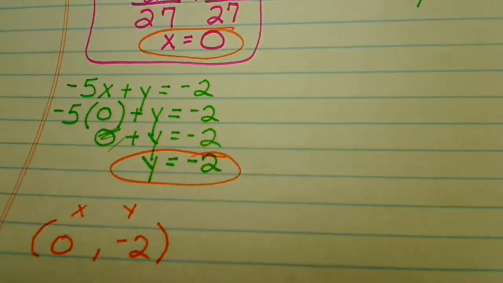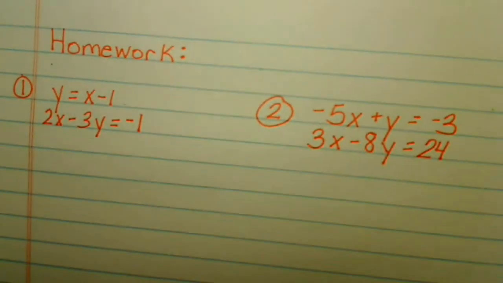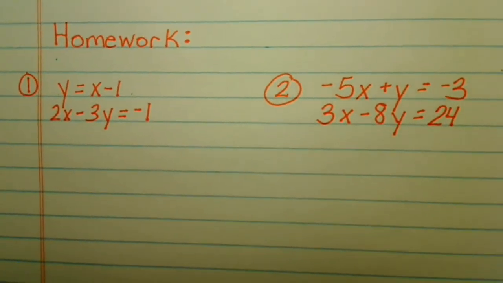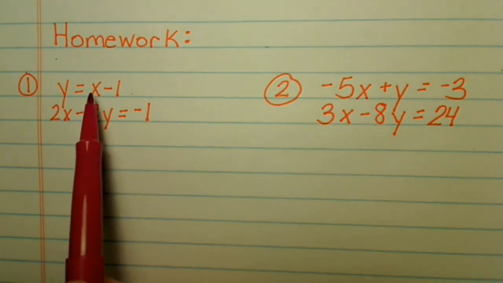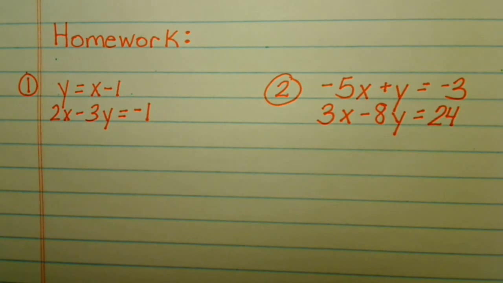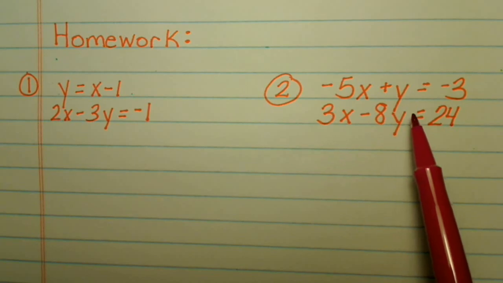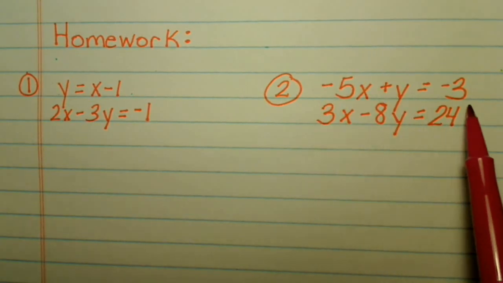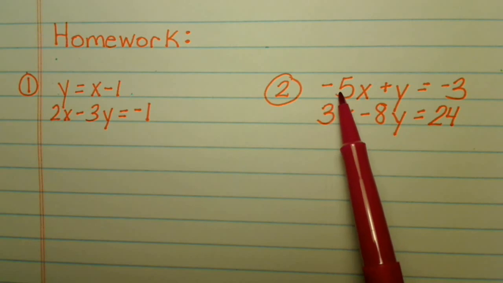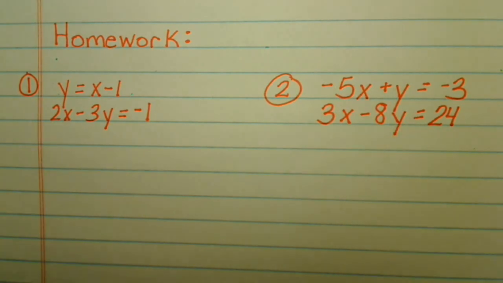So here are your homework problems. I want you to do problems 1 and 2. This one, you'll notice, already has a y by itself. So when you substitute in for y, you're just going to put that x minus 1 and then solve. Here, I would probably get this problem and do the inverse of negative 5x to get that y all by itself.